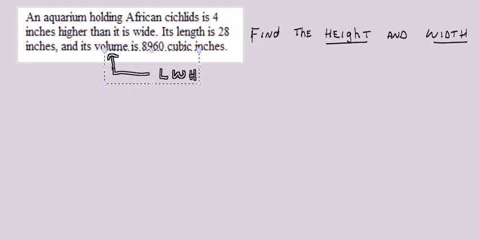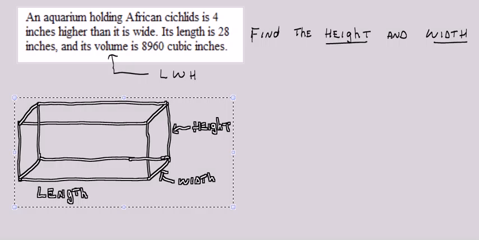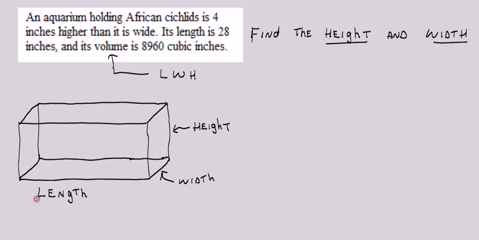Well, first thing you notice is that we're given the volume. And since we're given the volume, it's a big clue that we're going to need the formula for finding the volume of a rectangular solid. And that formula is that the volume is equal to the length times the width times the height of that rectangular solid. And the aquarium looks like this. You kind of use your imagination. It's a rectangular solid. It's got a length, a width, and a height.